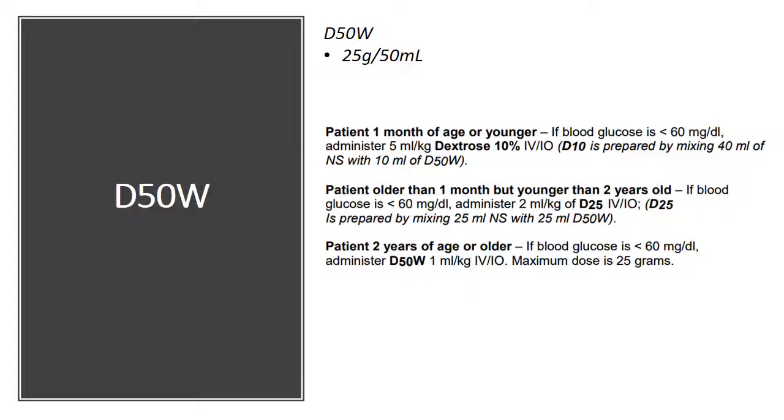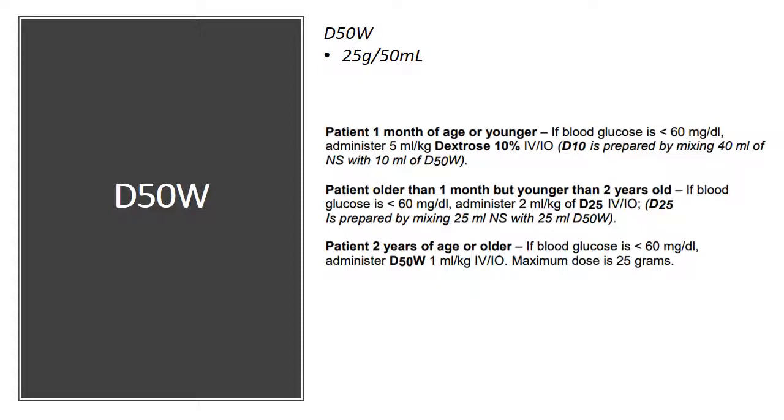For the hypoglycemic pediatric patient, they're going to receive dextrose, and the dose of that depends on the patient's age. So for patients less than 1 month old, they get D10. For patients 1 month to 2 years, they get D25. If they're over 2 years old, they're getting D50.